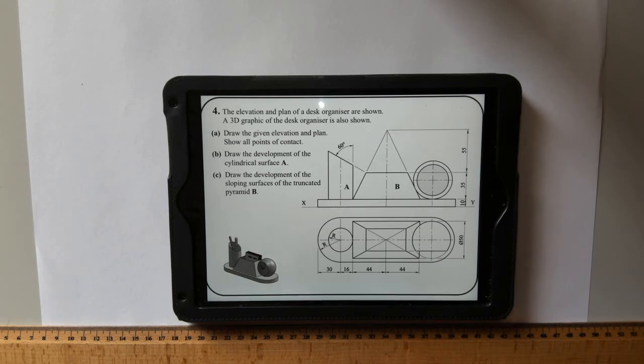It tells us the elevation and plan of a desk organiser are shown. A 3D graphic of the desk organiser is also shown. Part A, draw the given elevation and plan, show all points of contact. Part B, draw the development of the cylindrical surface A, and Part C, draw the development of the sloping surfaces of the truncated pyramid B.